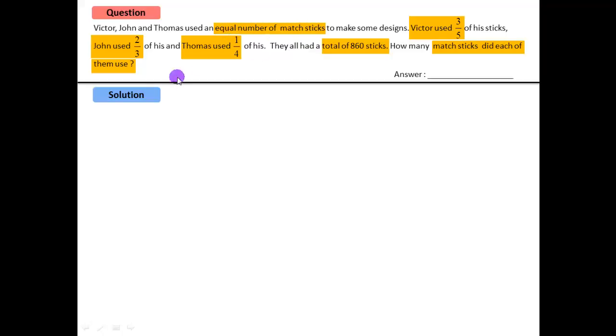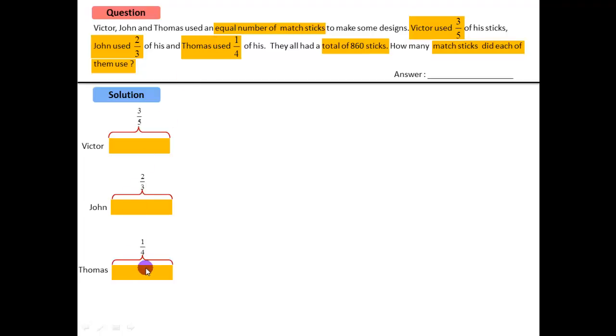The three boys used an equal number of matchsticks. Let's start off by drawing a part-whole model for the three boys, where each of them has an equal portion which represents the number of matchsticks that they used. In the question, Victor used 3/5 of his sticks, so this portion would represent 3/5 of the sticks that Victor had. John had used 2/3 of his sticks, so this part would represent 2/3 of John's matchsticks. And Thomas had used 1/4 of his matchsticks, so this would represent 1/4 of whatever matchsticks that he had.